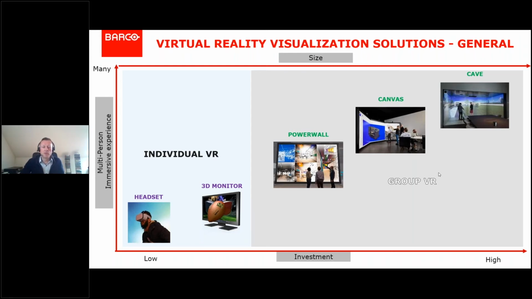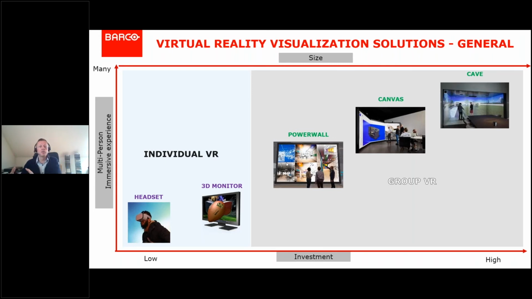If you look at the group VR solutions, there we position three types of solutions. The Powerwall you need to look at as a big single canvas, mostly flat, sometimes curved, 6 meters, 10 meters, sometimes even more wide, where you can be with a lot of people in front of it, where you can engage. The Canvas is a solution where you combine 3 screens and put the screens at an angle to get more field of view. So you are more immersive in a Canvas solution compared to a Powerwall because your field of view is more filled with the solution.